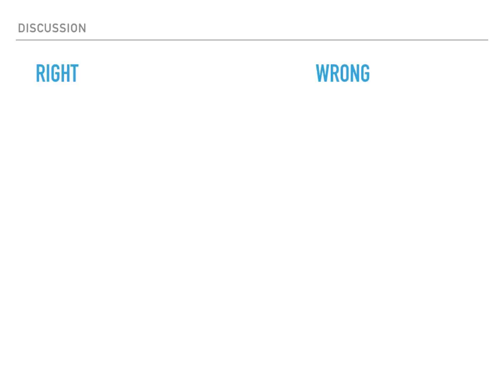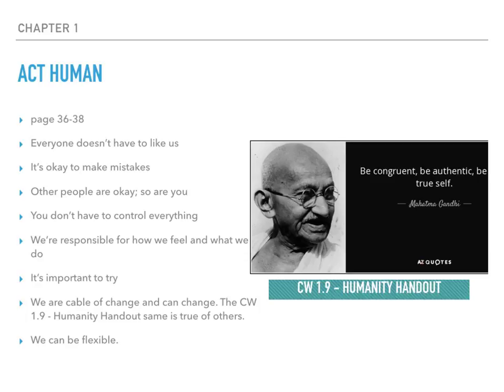The first part of your book has this section called Act Human. It's on pages 36 through 38. When I first read it, it was something I kind of thought about skipping, but the tips they give you are different things to keep in mind as we continue studying morality.